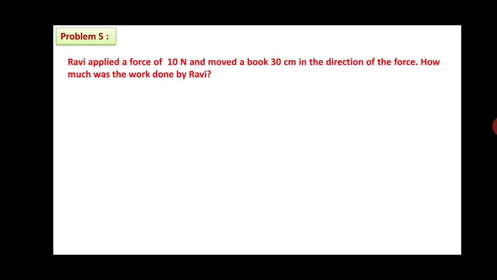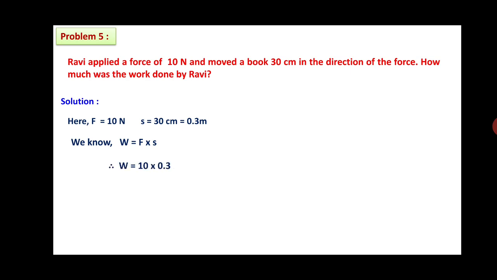Friends, let us discuss one more problem. Ravi applied a force of 10 Newton and moved a book 30 cm in the direction of the force. How much was the work done by Ravi? Here, force F is given as 10 Newton and displacement S is 30 cm, which could be written as 0.3 meter, because force is given in SI system. So S should also be converted into SI system. 30 centimeter is in CGS. So in SI it will become 0.3 meter. Friends, here we know that W is equal to F into S. Therefore, W is equal to 10 into 0.3. So W is equal to 3. Thus, the work done by Ravi is 3 joule.